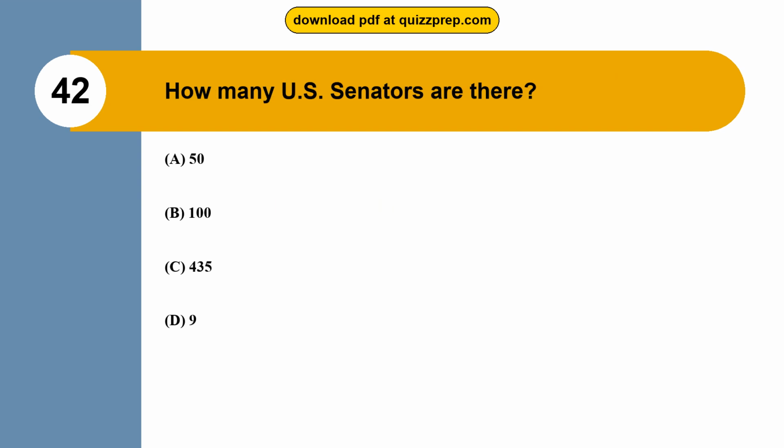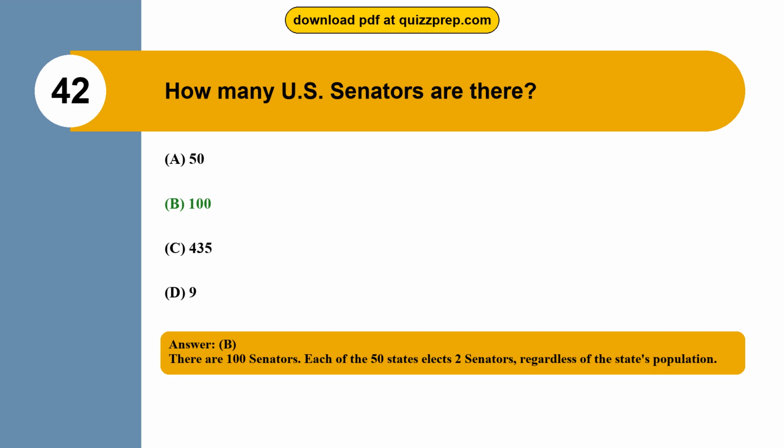Question 42. How many U.S. senators are there? Option A, 50. Option B, 100. Option C, 435. Option D, 9. The correct answer is option B, 100. There are 100 senators. Each of the 50 states elects 2 senators, regardless of the state's population.